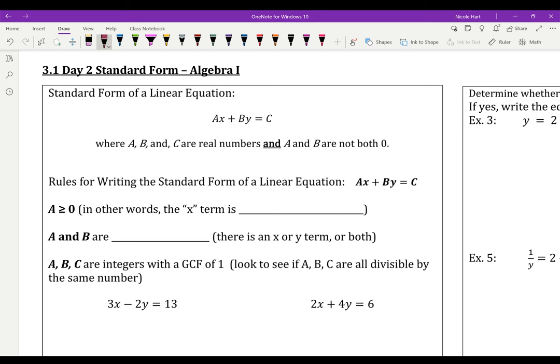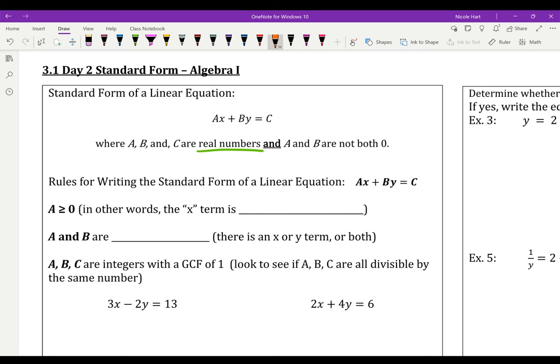So in standard form, it says ax plus by equals c, where a, b, and c are all real numbers, and a and b are not both 0. So a could be 0 or b could be 0. They could not both be 0 at the same time. So we have three rules when we are writing our equation in standard form.